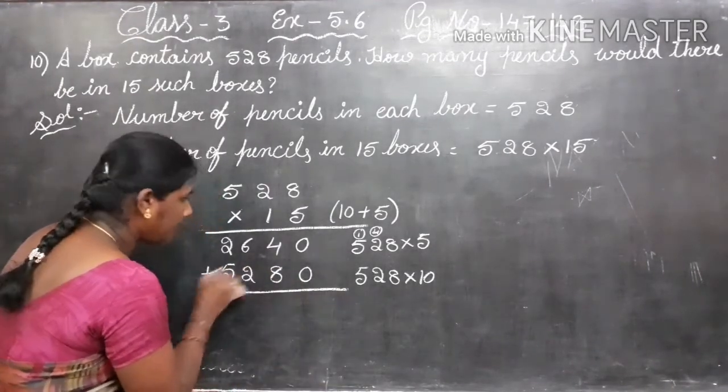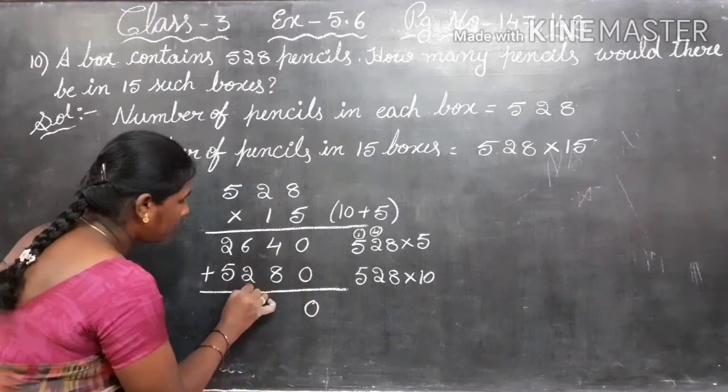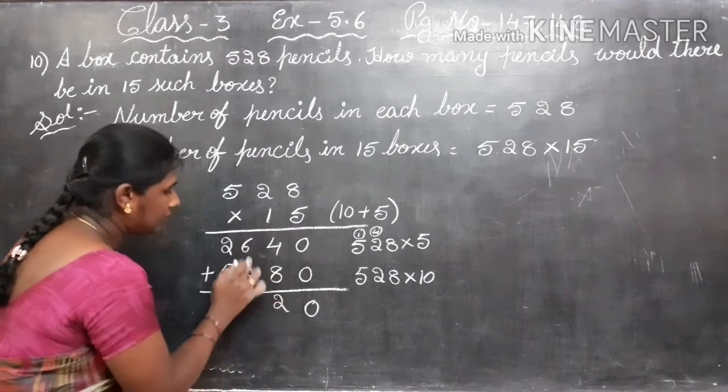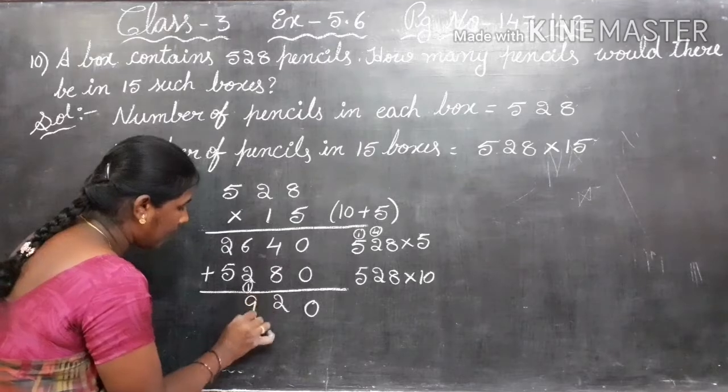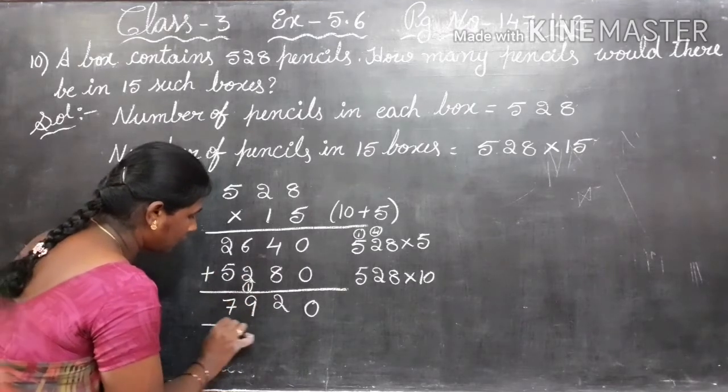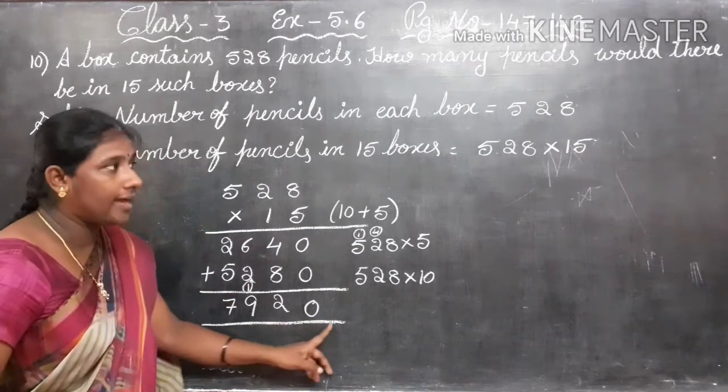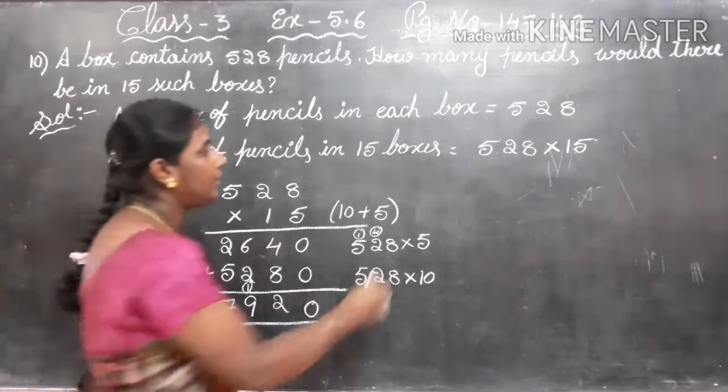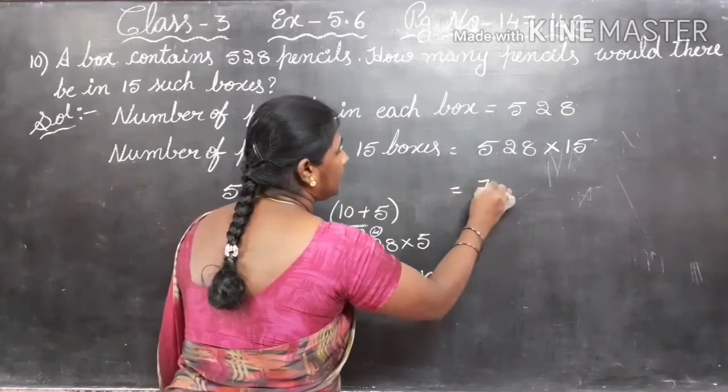Now do the addition. 0, 4 plus 8, 12. 6 plus 2, 8. 8 plus 1, 9. 5 plus 2, 7. So 7,920 pencils are there in 15 boxes.